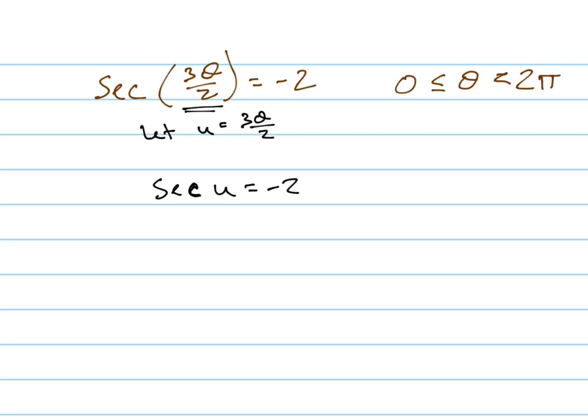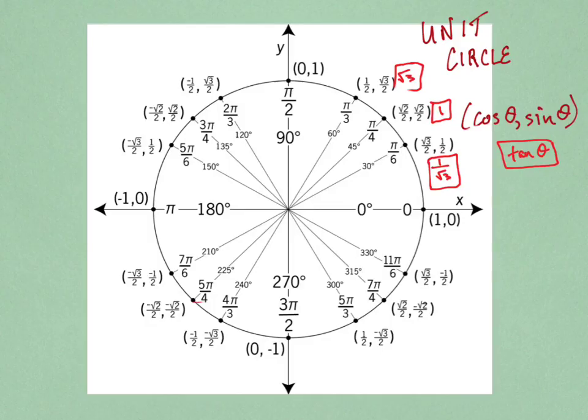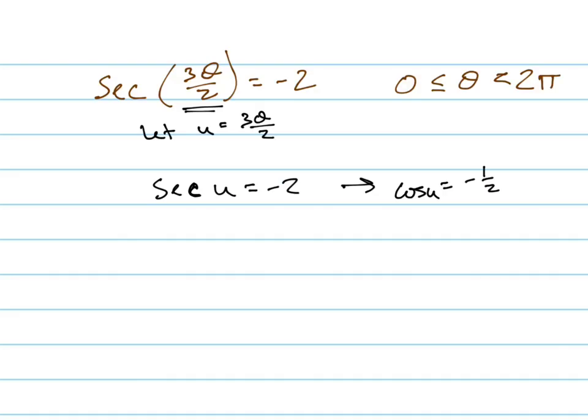So where does the secant equal negative 2? That would mean that the cosine would equal negative 1/2. So if I look at my unit circle, the cosine's negative 1/2 at here and at here. So 2 pi over 3 and 4 pi over 3. So u equals 2 pi over 3 or 4 pi over 3.